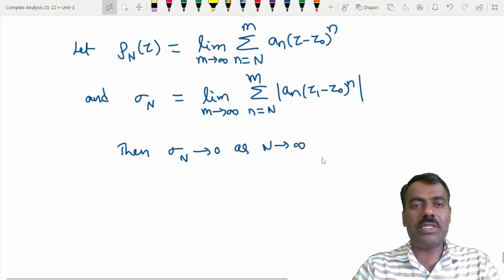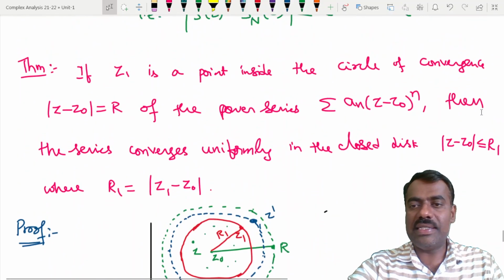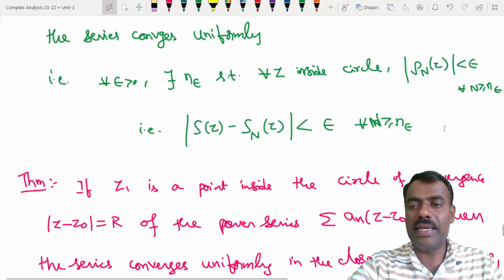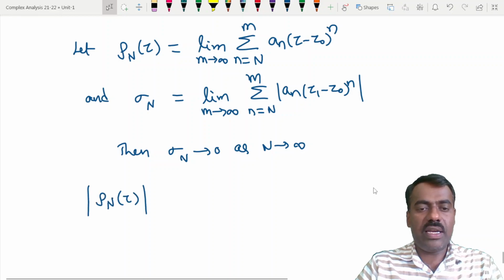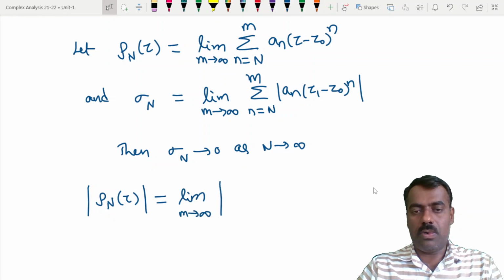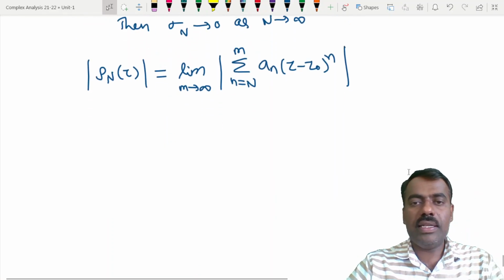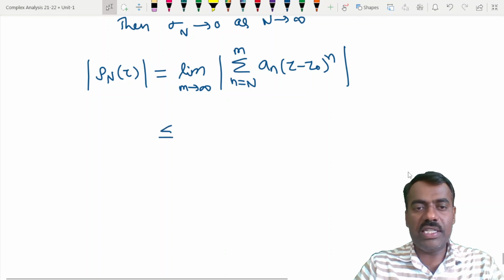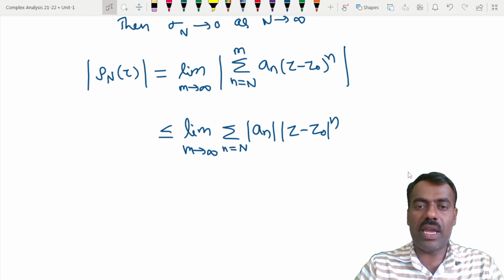Now we'll see what we can say about the modulus. Our idea is we want to show that rho_n of z is less than epsilon, and it doesn't depend on z. So what is the modulus of rho_n of z? You can take the modulus inside the limit, because it is the modulus of the summation from n to m of a_n (z minus z naught) whole power n. Now if you take the modulus inside, it becomes less than or equal to the sum of mod a_n mod z minus z naught whole power n, n from n to small m.